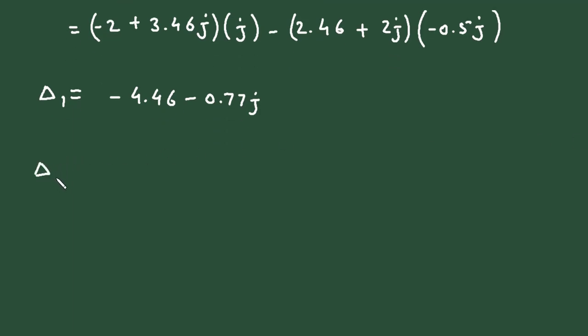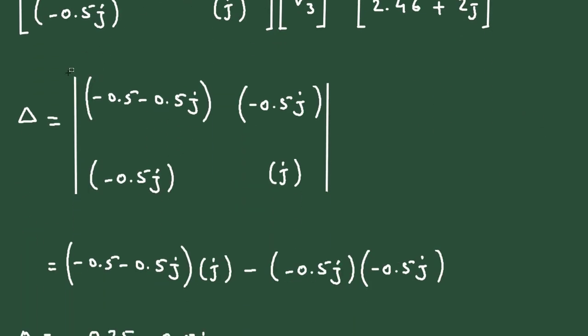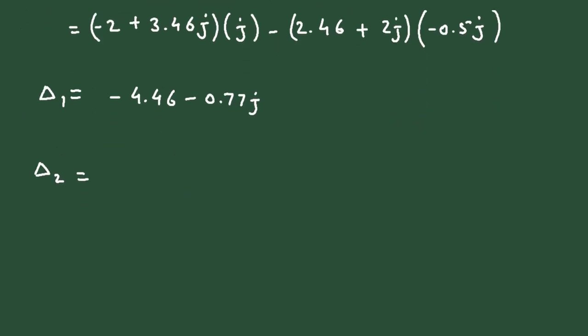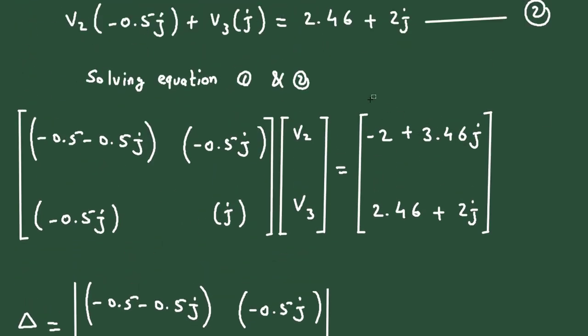Next we have to find the value of delta 2. So again we will take the determinant of this matrix. Now this time we have to replace column number 2. We have to replace this column with this value. So let's take these values directly from here.